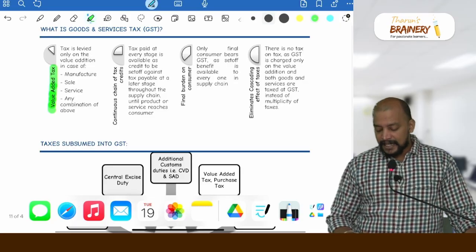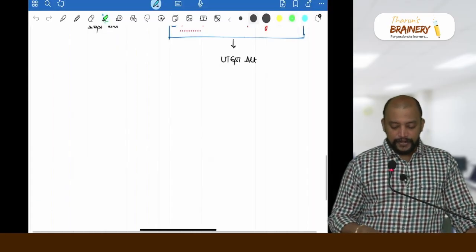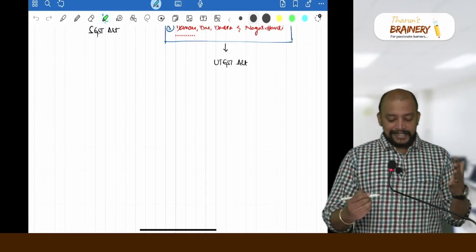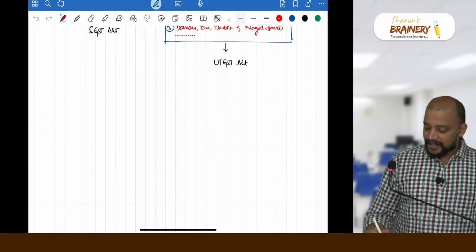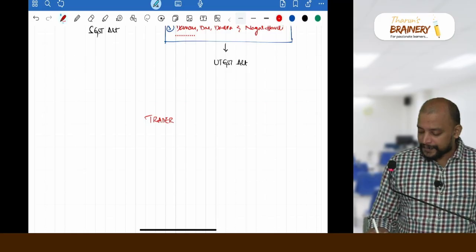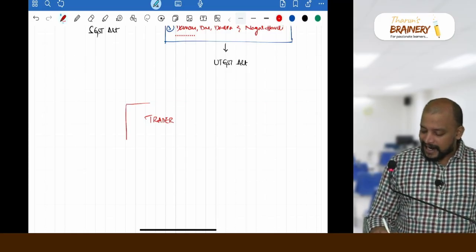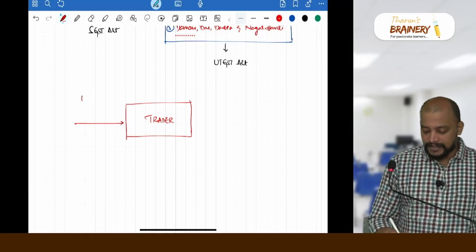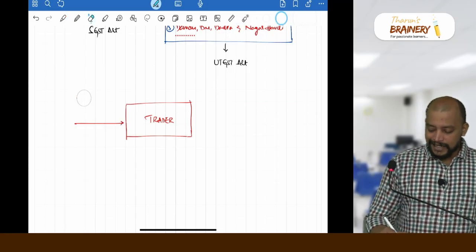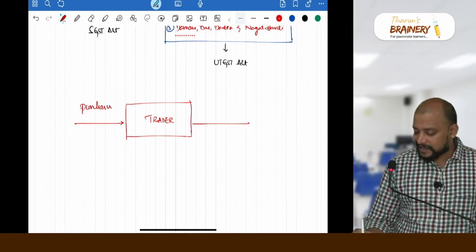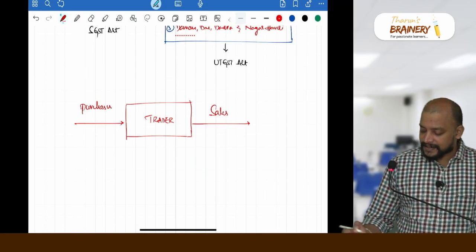See this. In GST, there is a concept of input tax credit, and we will try to understand what that input tax credit is all about. Carefully listen. There is a trader. This trader is having some inward supplies. Inward supplies means what? Purchases. This trader is making some purchases, and using those purchases, the trader is making sales.